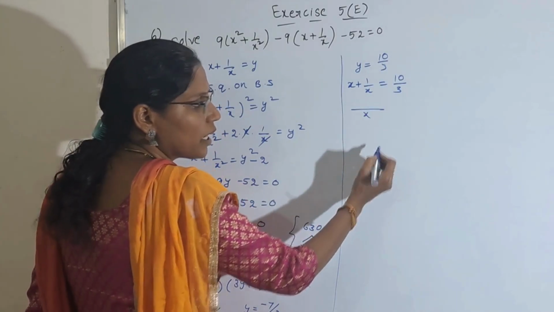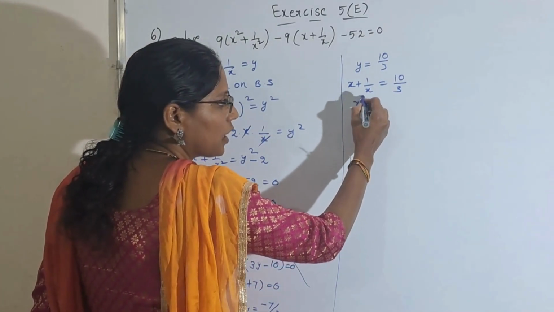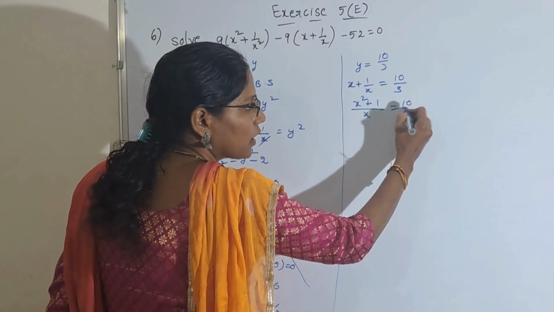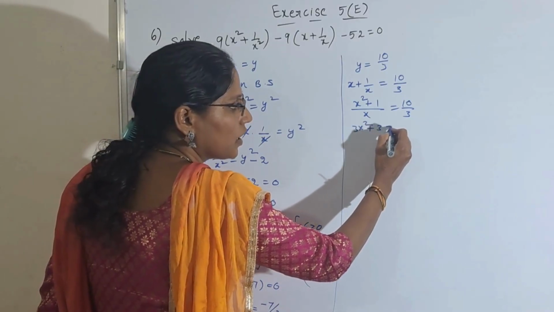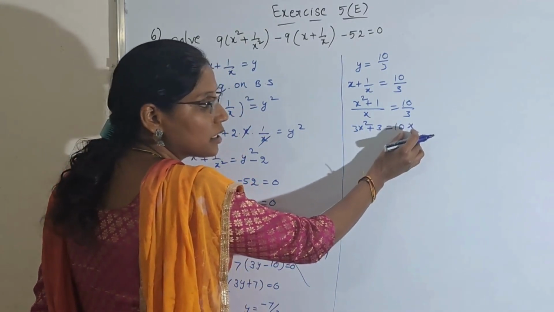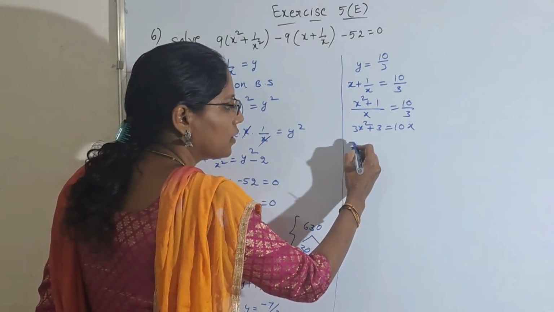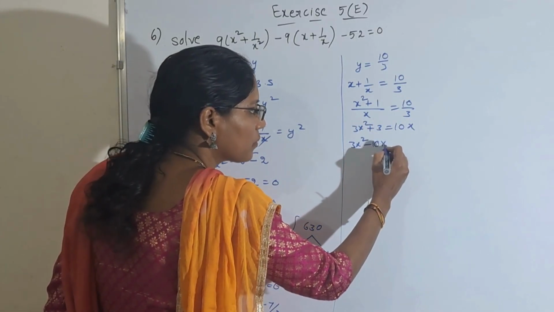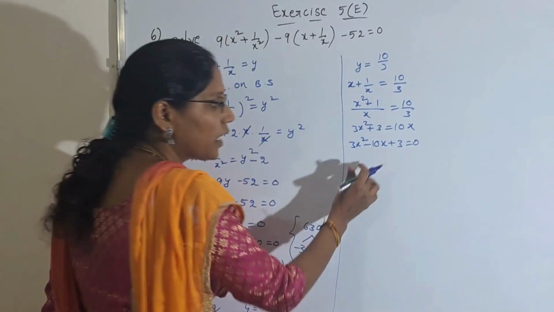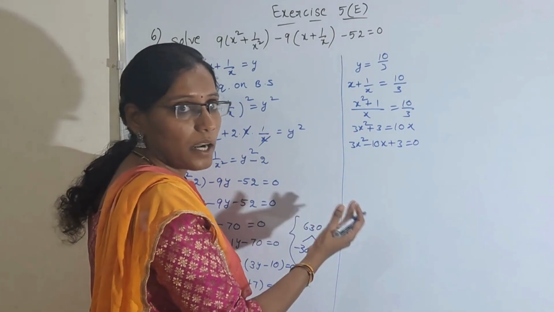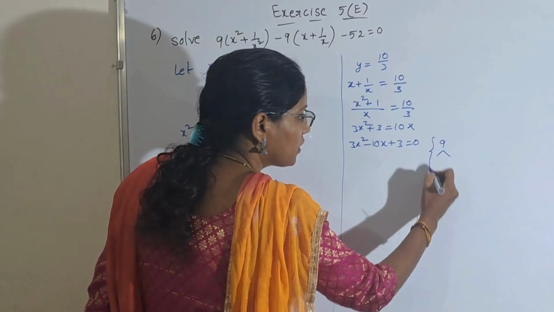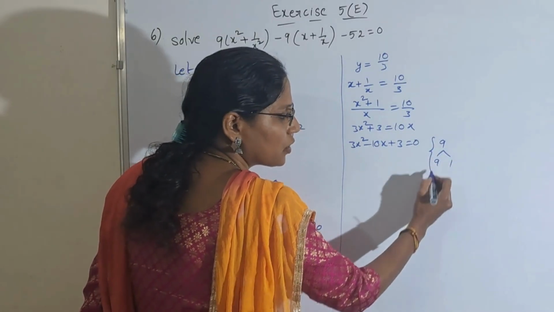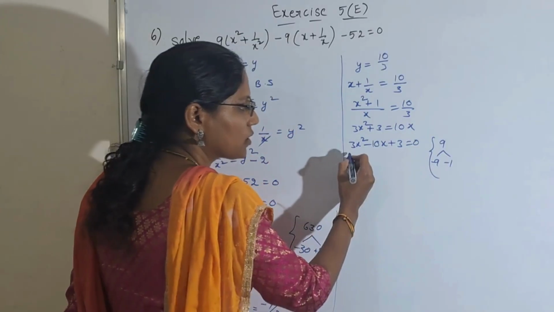LCM we have to take. x is the LCM. Cross multiplication: x square plus 1 equal to 10 by 3. Cross multiplication: 3x square plus 3 equal to 10x. This 10x we have to shift left side: 3x square minus 10x plus 3 equal to 0. Again factorization method we have to apply and find out x values. Here 3 3 is 9. Product is 9. Sum is minus 10. 9 1 just. Here minus 9 minus 1.